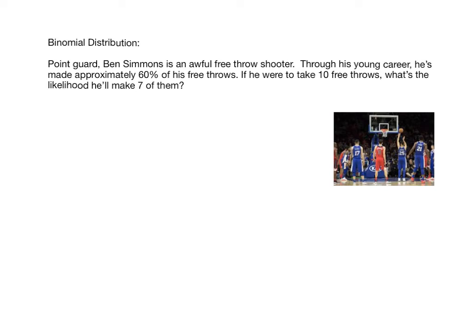We are now going to study a specific discrete probability distribution function known as a binomial distribution. And here's a typical example of such. Ben Simmons is a promising young point guard on the Philadelphia 76ers, but he's an awful free throw shooter. He makes approximately 60% of all the free throws he shoots.